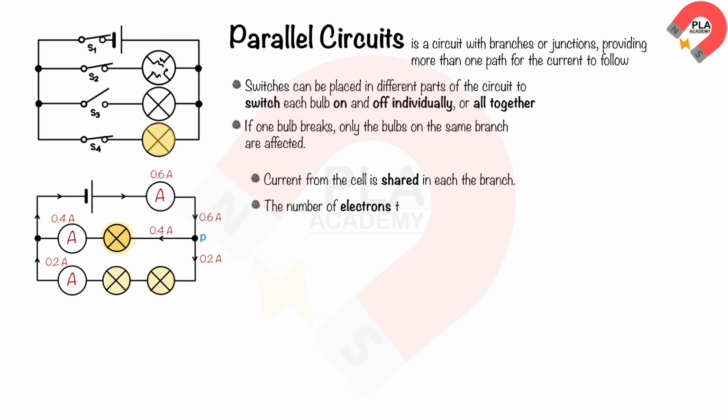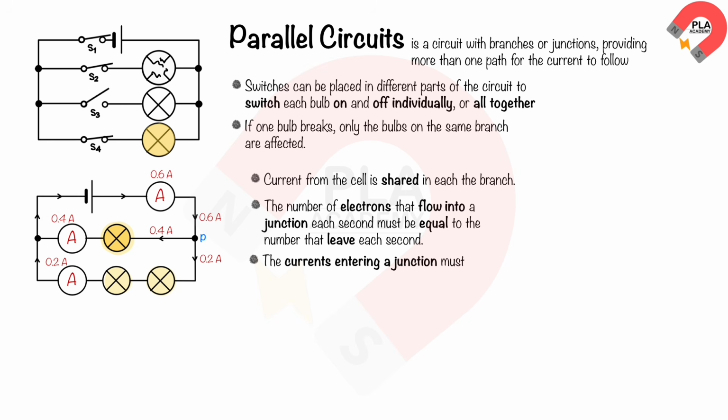So the number of electrons that flow into a junction each second must be equal to the number that leave each second. This means that the currents entering a junction must always be equal to those that leave. At the junction P in the circuit, the current that enters the junction is 0.6 amperes and the current that leaves is 0.4 amperes plus 0.2 amperes equals 0.6 amperes.